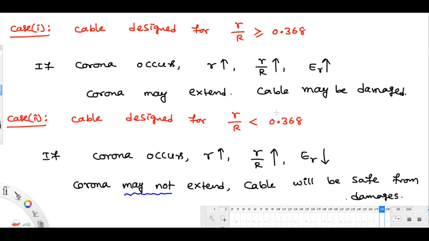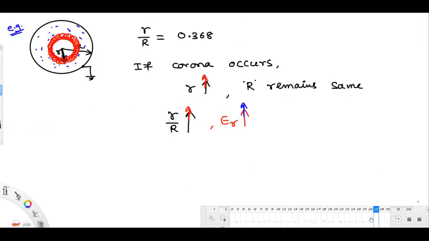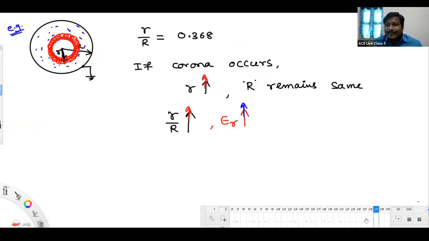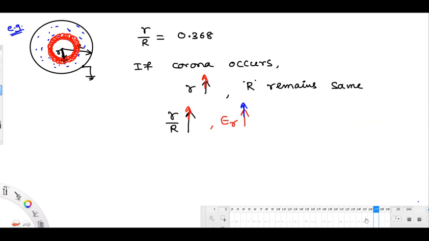Sir, same thing, sir. See, when you're designing, listen. Voltage rating we are fixing, no? We are assuming voltage is constant, remains same. Yes, sir. And current rating will change, definitely. If you are changing the radius of the conductor, current rating will change, power rating will change. We are not saying this for constant power rating, right?